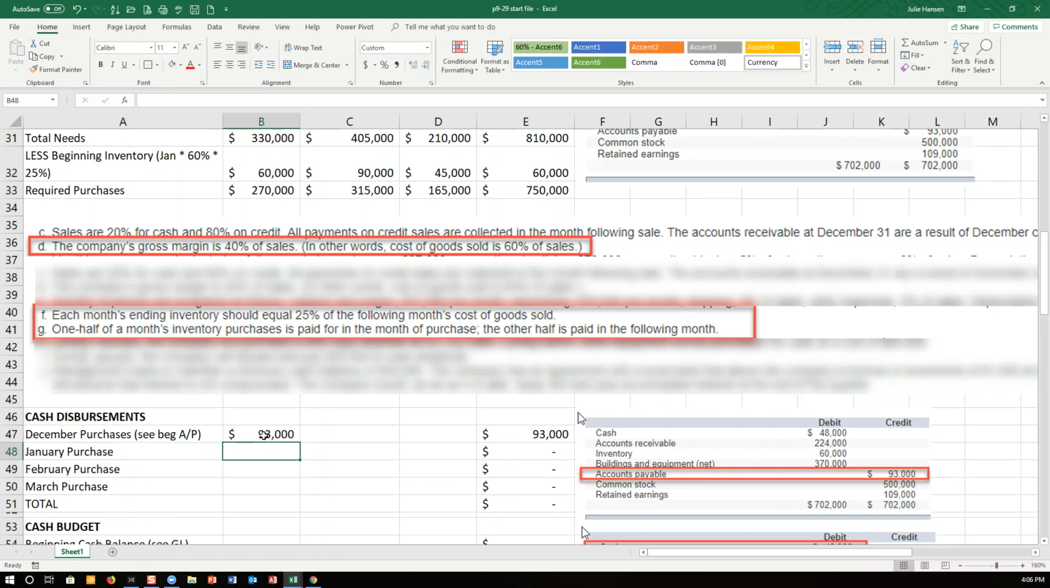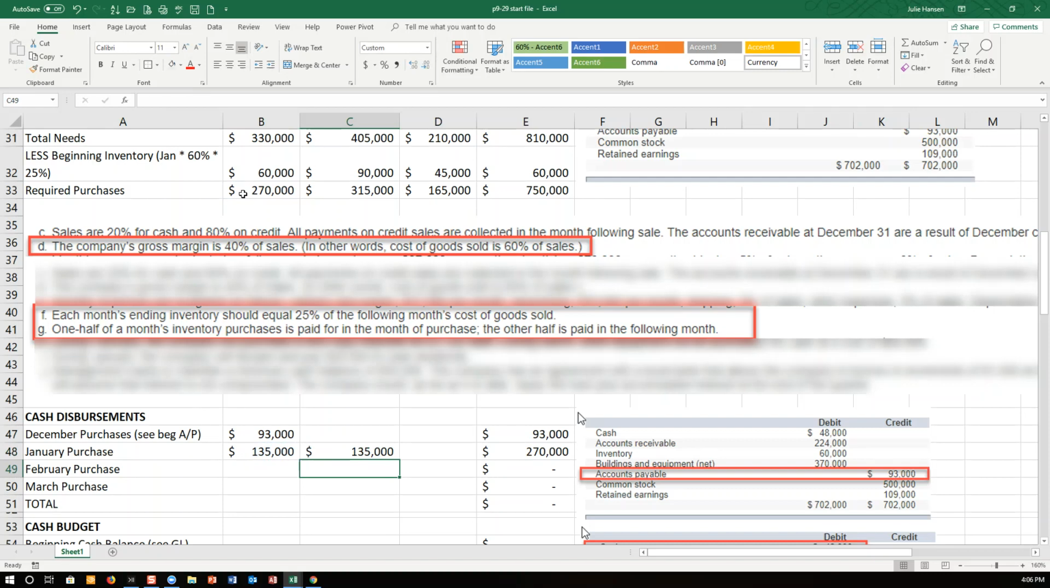How much are my January purchases? So my January purchases were $270,000. So if I come up over here, I'm going to take 270. However, I'm only going to pay for 50% of that in January. When am I going to pay the other? I'm going to pay that in February. So I'll just transfer that amount also to February.